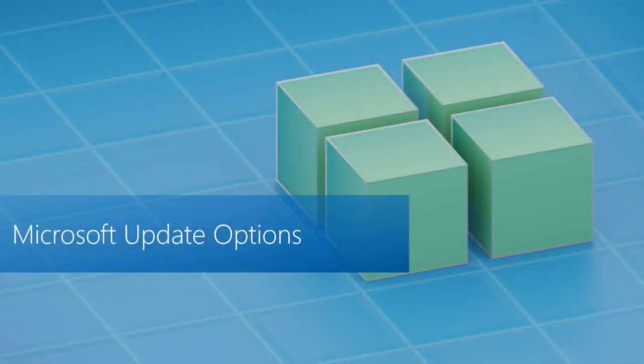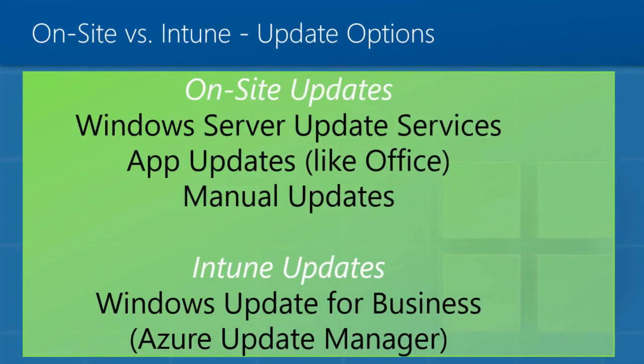So let's take a look at some of the ways that we currently do it and some of the ways that we're looking at doing it as we move forward. So I kind of broke it up. Now, I actually said on-site updates and Intune. You can actually use Intune updates for on-site. So that one kind of falls in, but primarily for our on-site updates, we use things like Windows Server Update Service, or more commonly WSUS. Then you have, like I said, app updates like Office, and then obviously your manual.